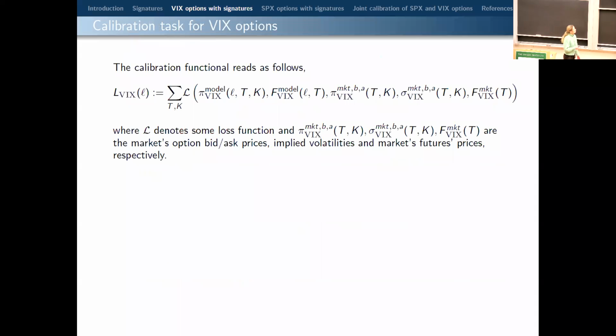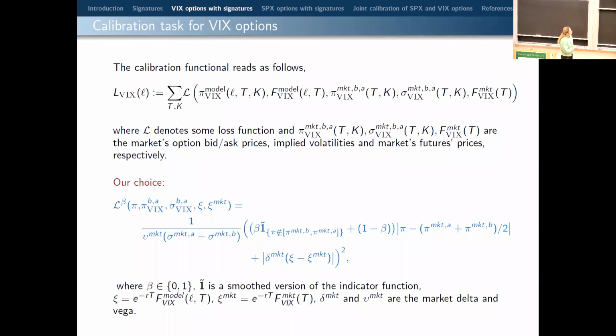Okay, now what is the calibration functional that we consider? We go over maturities and over strikes, and this is a loss function where the model future price, the model option prices, and then the market prices with bid and ask, the corresponding implied vol, and the market future prices come in. And we choose a particular function for this L here.